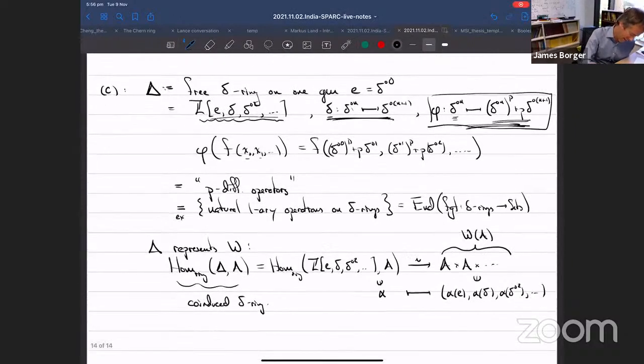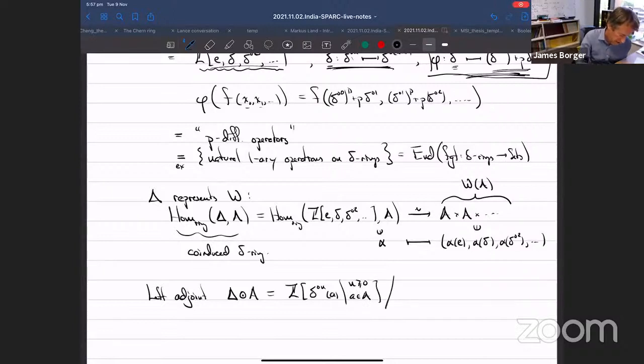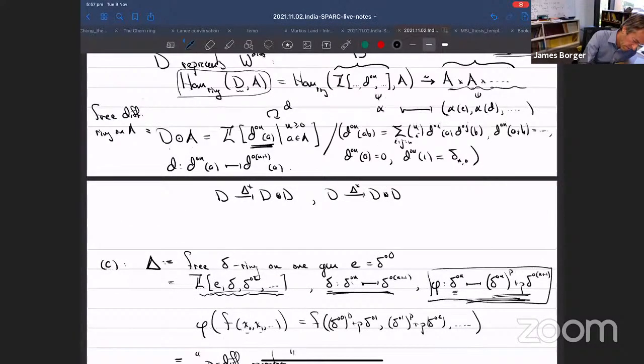Okay, and now the left adjoint will be delta circle A, and this will be just like in the differential case. We adjoin formal symbols like this, where n is at least 0 and A is in A. And then we mod out by relations, but now, unlike in this case, we could write the Leibniz rules in closed form up here, and this is so easy I didn't even write it.